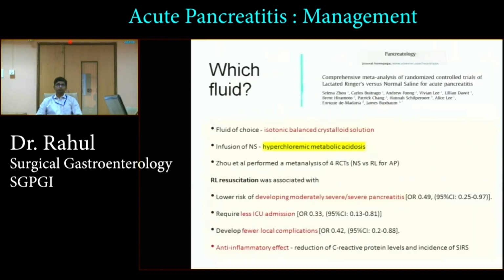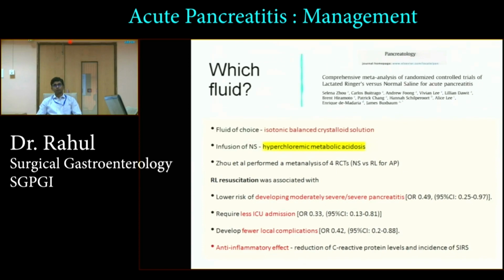Next, please. Now, the question arises, which fluid? Usually, we start infusing normal saline. But the fluid of choice in acute pancreatitis is isotonic balanced crystalloid solution, and normal saline is usually a hypertonic solution. So, normal saline should not be considered. It usually causes hyperchloremic metabolic acidosis in patients with acute pancreatitis.